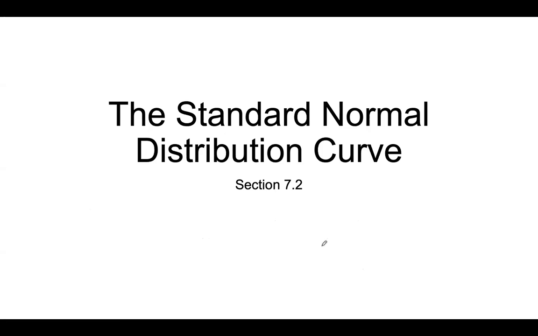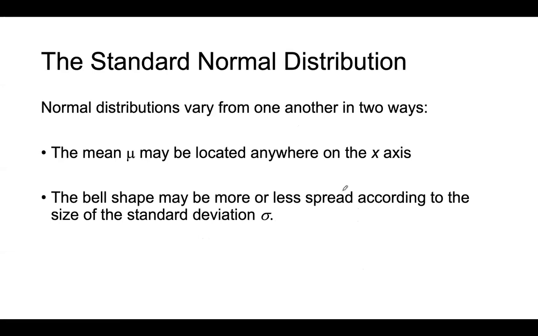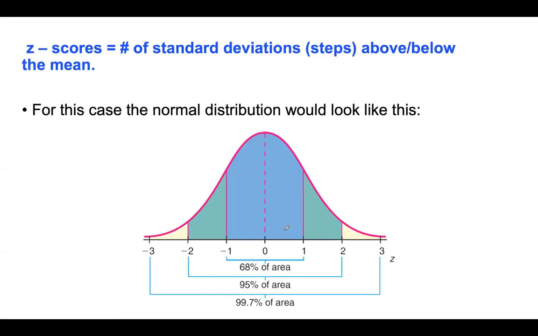The standard normal distribution curve, section 7.2. So normal distributions vary from one another in 2 ways. The mean may be located anywhere on the x-axis. The bell shape may be more or less spread according to the size of the standard deviation. So we can look at these things called z-scores. By definition, a z-score is the number of standard deviations, so how many steps above or below the mean.